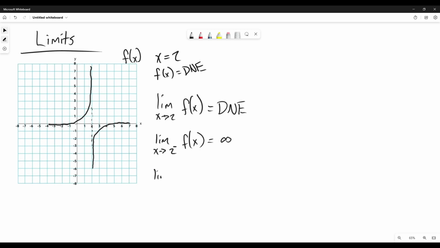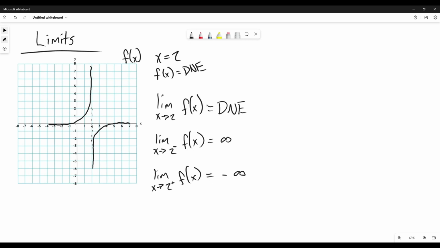And you can see the same thing here. The limit as x approaches 2 positive of f of x: if you're approaching the right side, you're going the opposite direction. So you're going down infinitely. So it's going towards negative infinity.